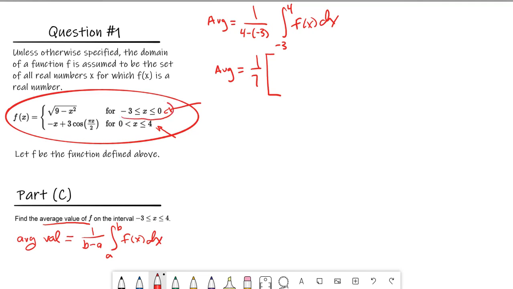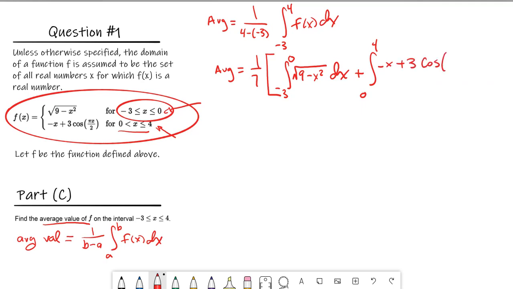And we see that the first interval that we have is from -3 to 0. So we're going to say from -3 to 0. And the function that goes with that is the square root of 9 minus x squared dx. And then we will add to that. We see that we go from 0 to 4. And the function that goes with that interval is -x plus 3 times cosine of pi x over 2 dx. And we see that we have two problems that we need to solve now.